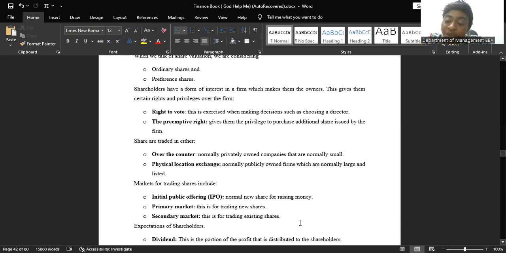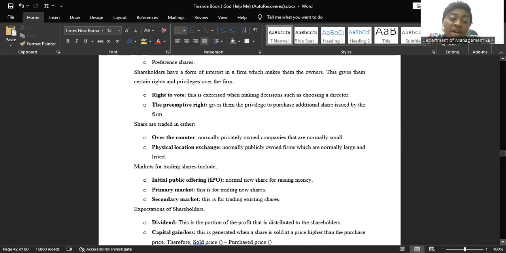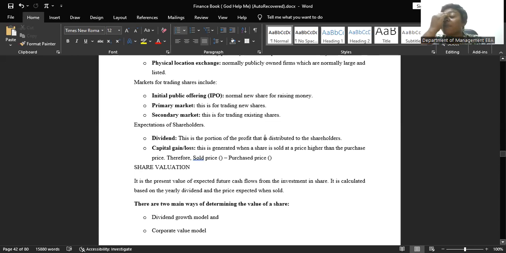Now, shareholders have two benefits. They benefit from dividends and capital gain. A dividend is a portion of profit that is paid to shareholders. If the firm decides to pay some of its profit to shareholders, then you get a dividend. Then we have capital gain or loss.